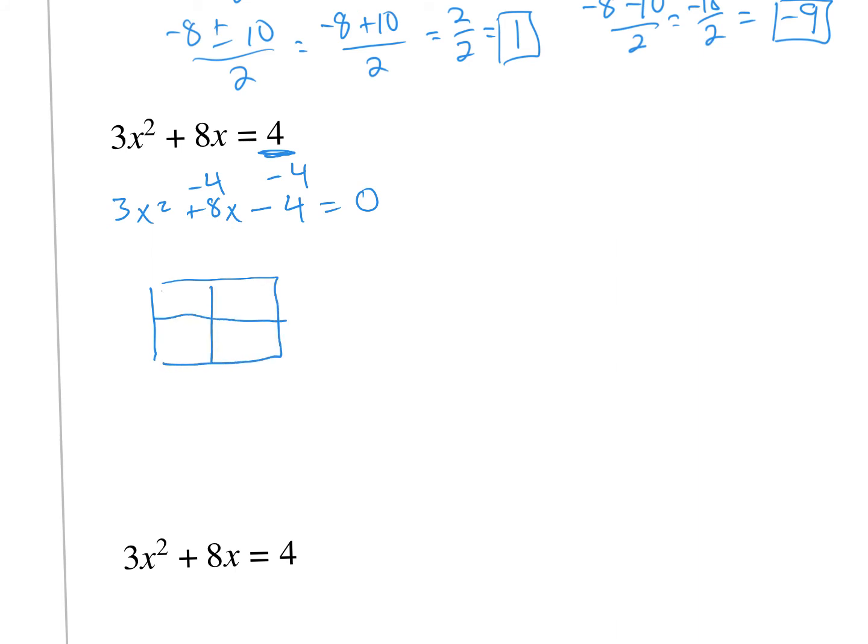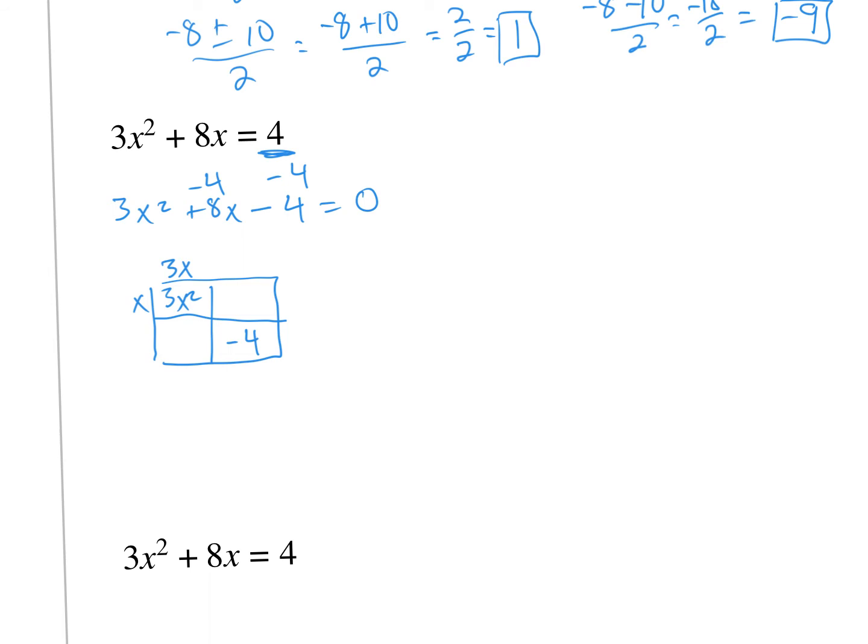So here we have 3x squared and we have a negative 4. 3x times x makes 3x squared. Now I have to think about two factors of 4. Since it's a negative, we have a minus and a plus, so one sign is positive and one sign is negative. So the difference has to be 8.